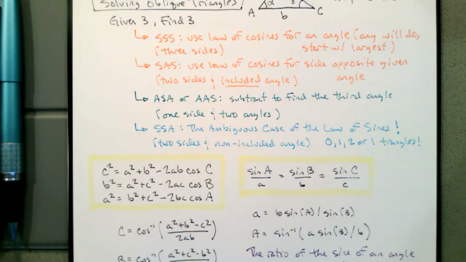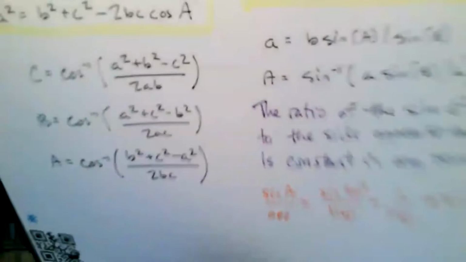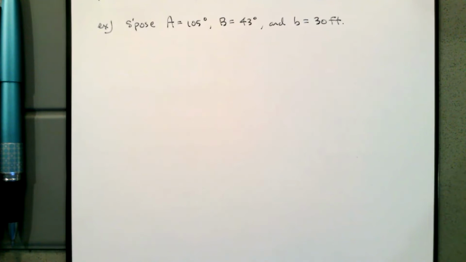So last week we did side-side-side and side-angle-side for the law of cosines. Let's take a look at our first example here. Let's suppose that angle A is 105 degrees, angle B is 43 degrees, and side B is 30 feet, and we want to solve the triangle.